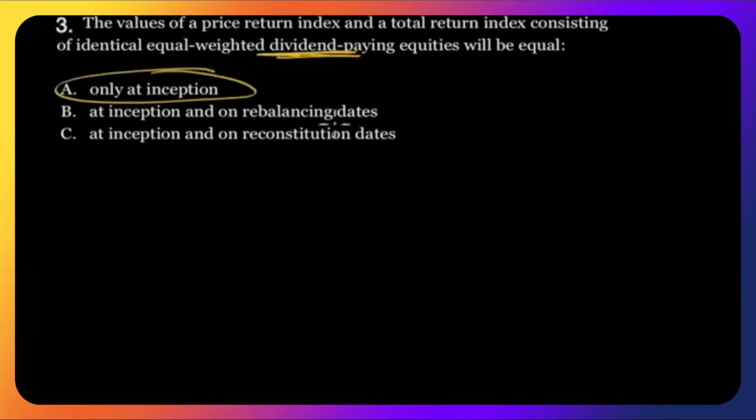It says at inception on rebalancing dates. Well, we don't know how many dividends will be paid up to that point. And same with reconstitution, only at inception. Actually, the more proper answer is only at inception and up to the point of the first dividend payment. Because the very next day, if nothing paid a dividend, they'll be identical. Up to that first dividend, they'll be identical. But we can say only at inception.